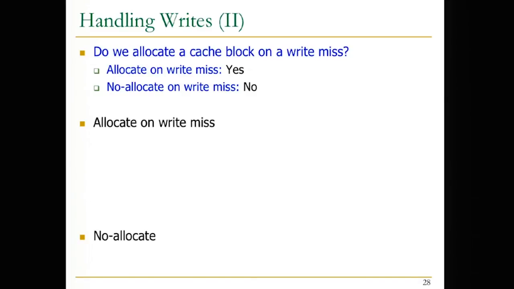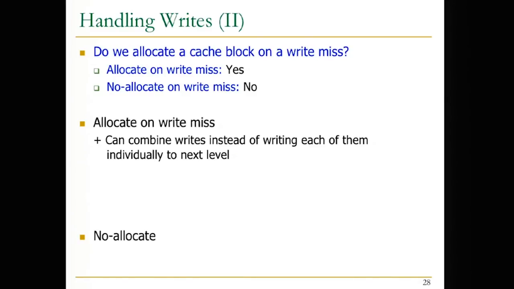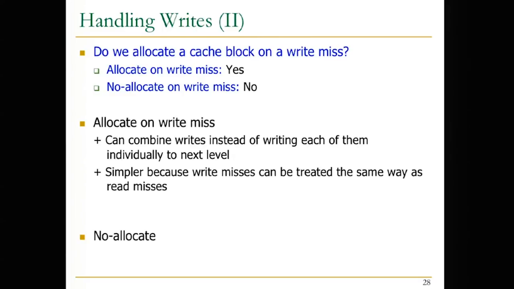So if you allocate on a write miss, this could be good if you can combine writes on that block instead of writing each of them individually to the next level. Basically, you can get the write combining effect. And it's simpler because write misses can be treated the same way as read misses, assuming that whenever you have a read miss, you bring the block into the cache. Now, the downside is it requires a transfer of the whole cache block. What if you're just writing to a single byte and you're not going to do anything else with the block? You're not even going to read it, let alone write to it again. This is another form of locality, basically. And we're going to try to fix that problem a little bit.